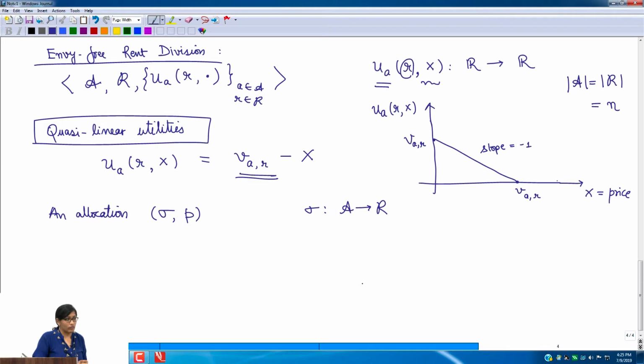Because you have -1 here, it's decreasing. So the higher the price you pay, your utility goes down. The slope is -1. This is a fixed constant for this particular pair A and R. And the utility becomes 0 if you're paying that much price for that room. If you're paying whatever your value was, you just get 0 utility out of it, if you are made to reside in that room.